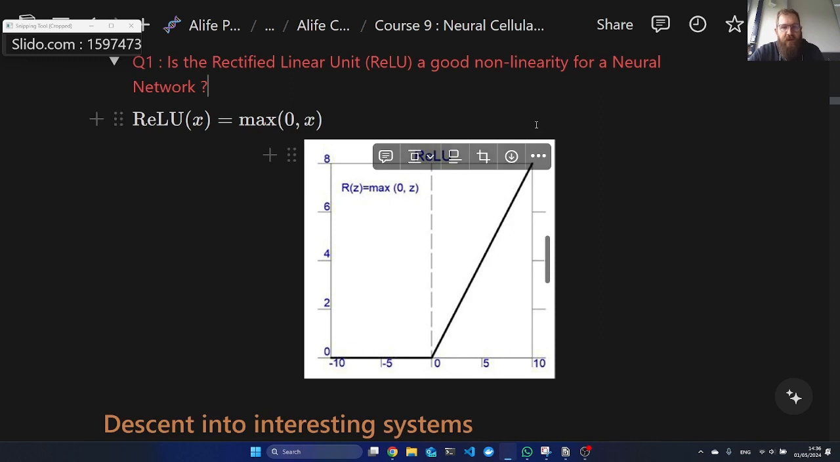So obviously it's a nonlinear function, right? Here it's linear, but here it's cut off to a constant line. So the full function is nonlinear. So do you think that it's a good nonlinearity to use in a neural network? You can just answer from your gut. I mean, if you know, of course, you know the answer.